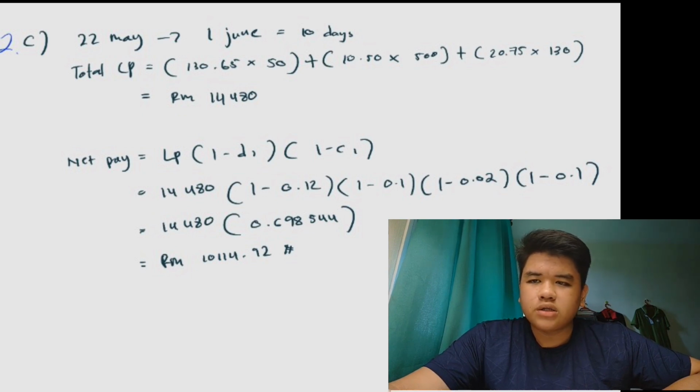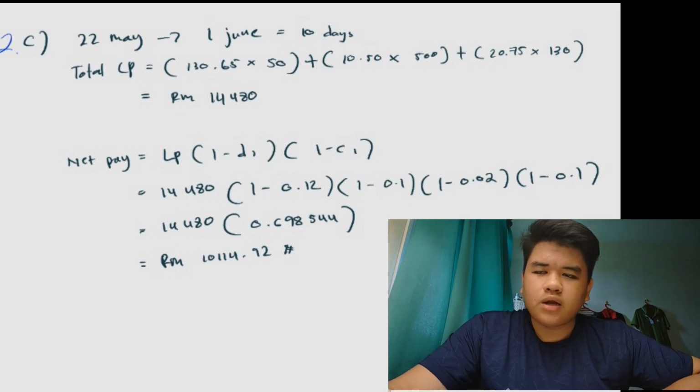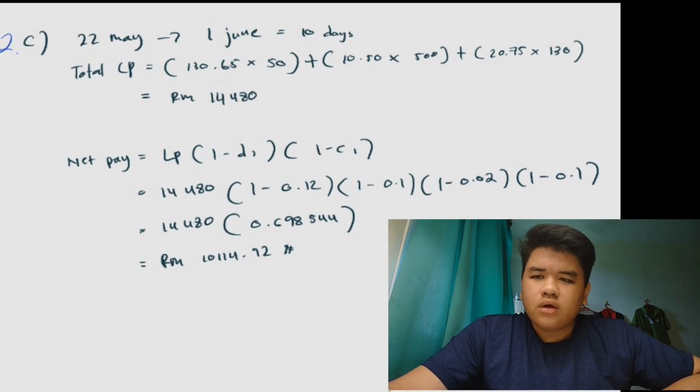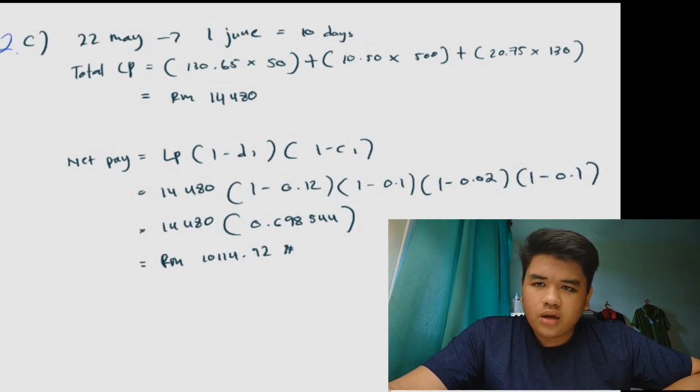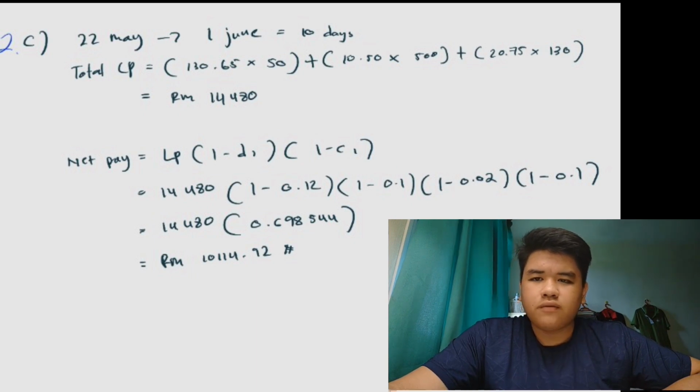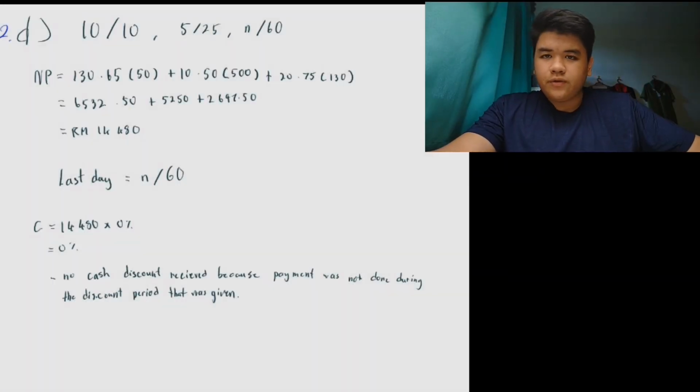After you got the total list price, substitute it to the net payment formula, then solve it. After you solve it, the final answer will be 10,114 and 92 cents.